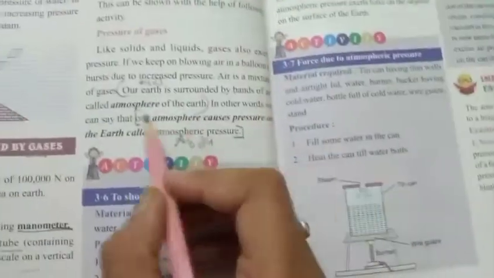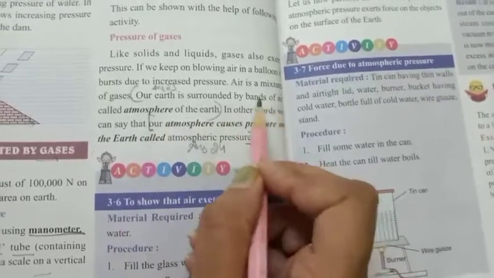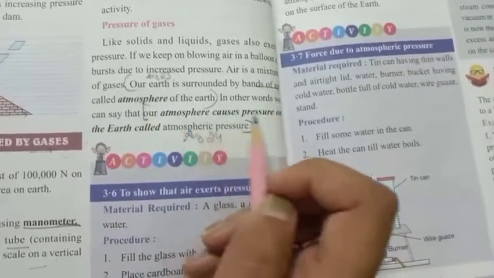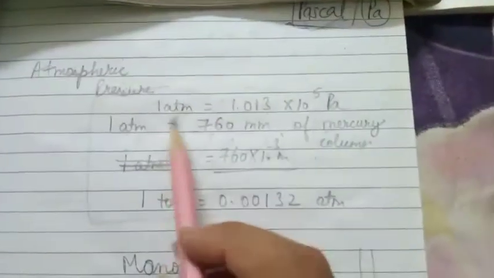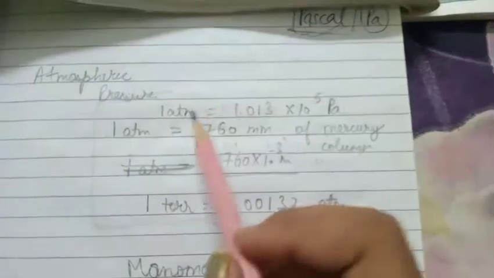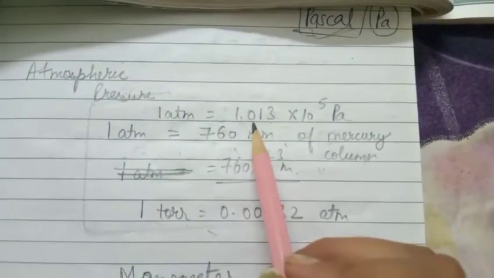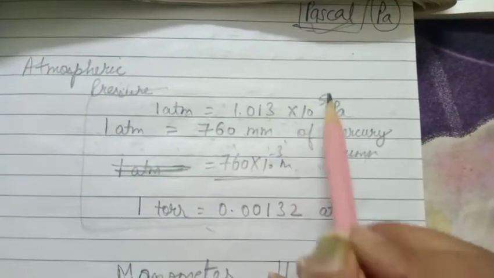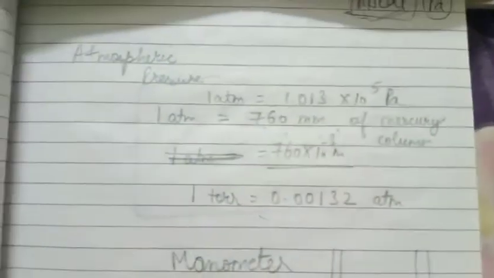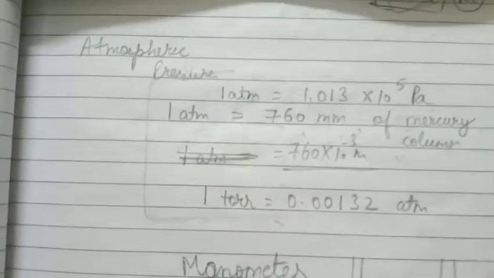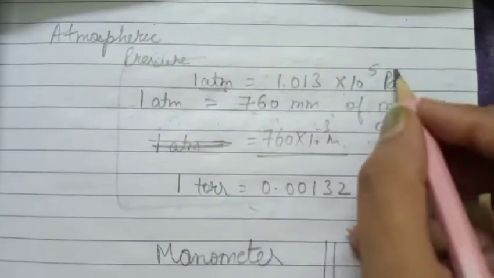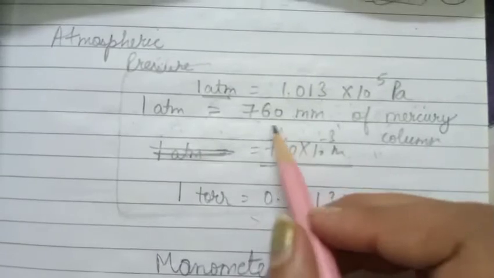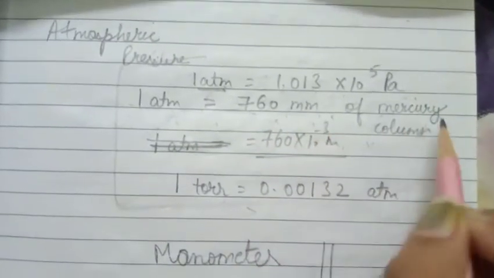So our earth is surrounded by a layer of air that is known as atmosphere, and the pressure created by the atmosphere is known as atmospheric pressure. So atmospheric pressure has some values, you have to learn them. One atmospheric pressure is equal to 1.013 into 10 raised to power 5 Pascal. You have to remember it like one atmospheric pressure, 1 atm is equal to 1.013 into 10 raised to power 5 Pascal, or 1 atm is equal to 760 mm of mercury.